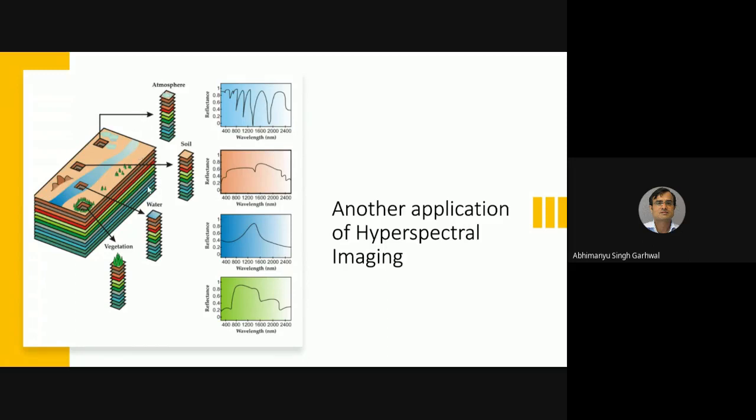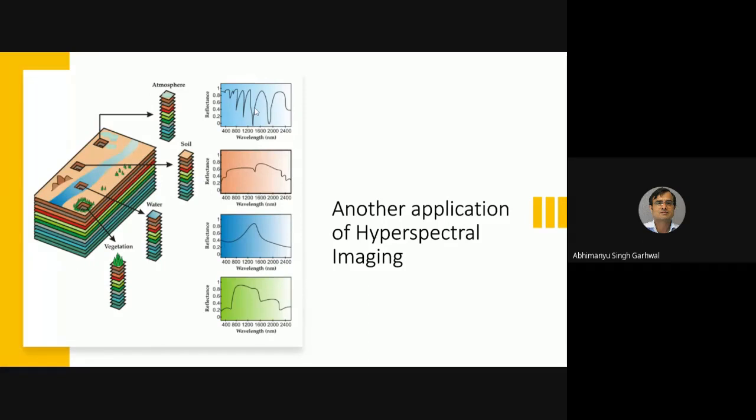So suppose we capture 235 wavebands. That means these are the pixels at different wavelengths for the atmosphere. These are the pixels of the soils at different wavelengths. Again, these are the pixels for the water at different wavelengths, and these are the pixels for the vegetation at different wavelengths. And you can see the spectral information of the atmosphere, soil, water, and the vegetation is completely different.